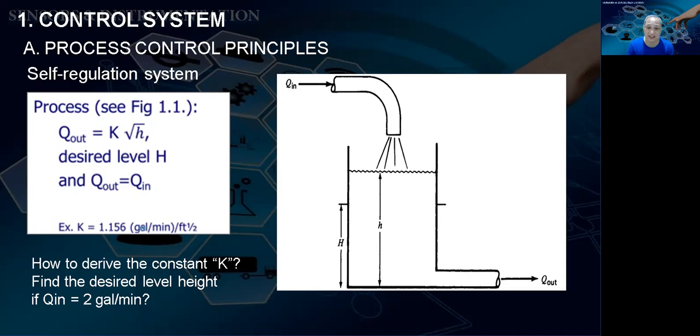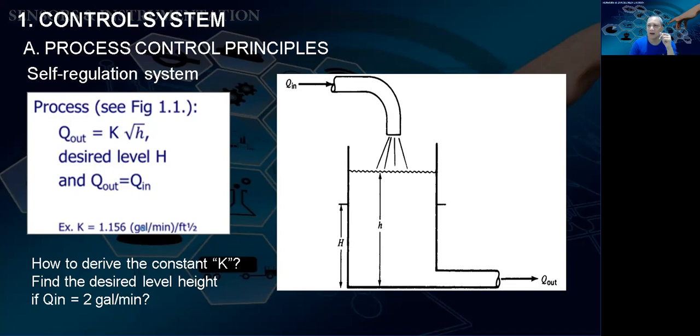So Figure 1 in Chapter 1, you can find it there later. Q out is equal to K, some constant, multiplied by the square root of H. H is the height of the water level in the tank. So Q in will be equal to Q out for the level to be maintained.